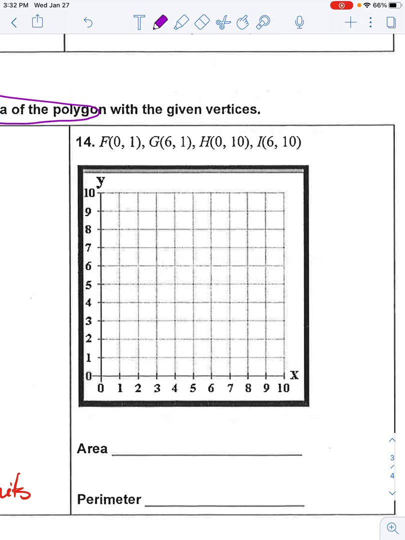F is 0, 1. 0 to the left or right, go up 1. That's going to be an F. 6, 1, to the right 6, up 1, G. 0, 10, we're not moving to the left or right, up 10, that's an H. 6, 10, to the right 6, up 10, I.